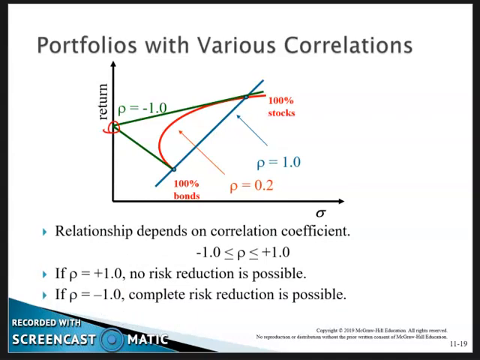So the relationship depends on the correlation coefficient, which is going to be between -1 and 1. As I said, if the correlation coefficient is perfect, meaning positive 1.0, there are no benefits from diversification and no risk reduction is possible. But if the correlation is perfectly negative, we can create this risk-free portfolio.